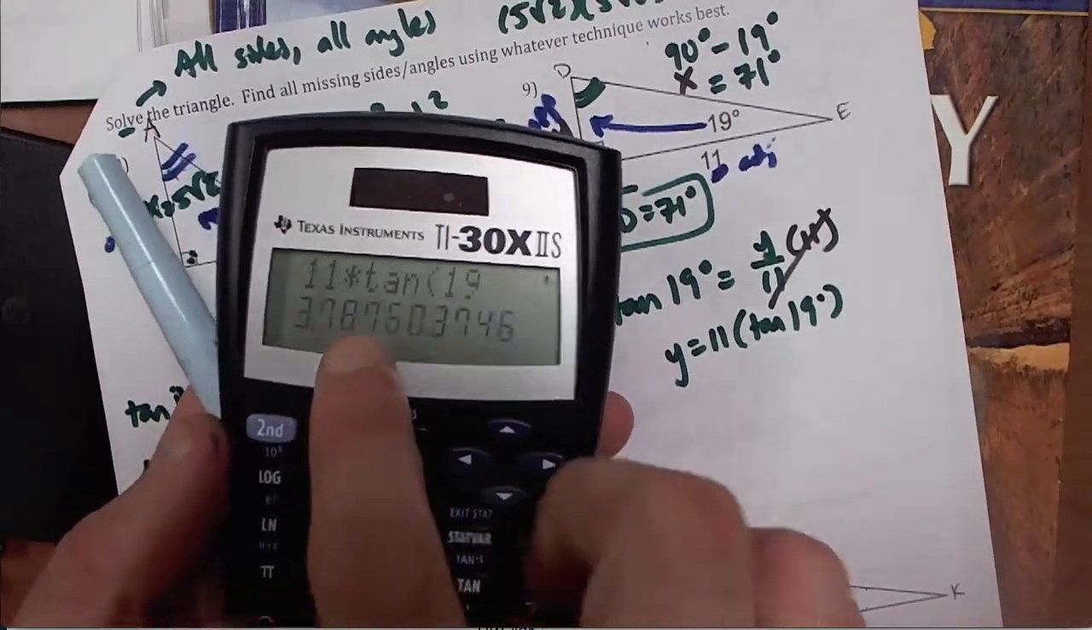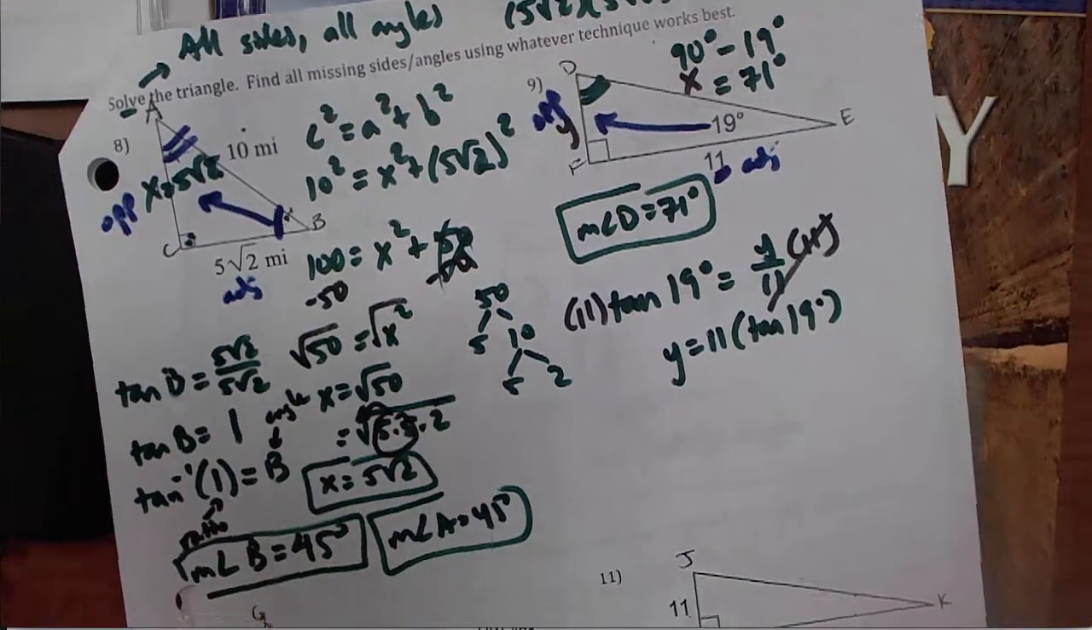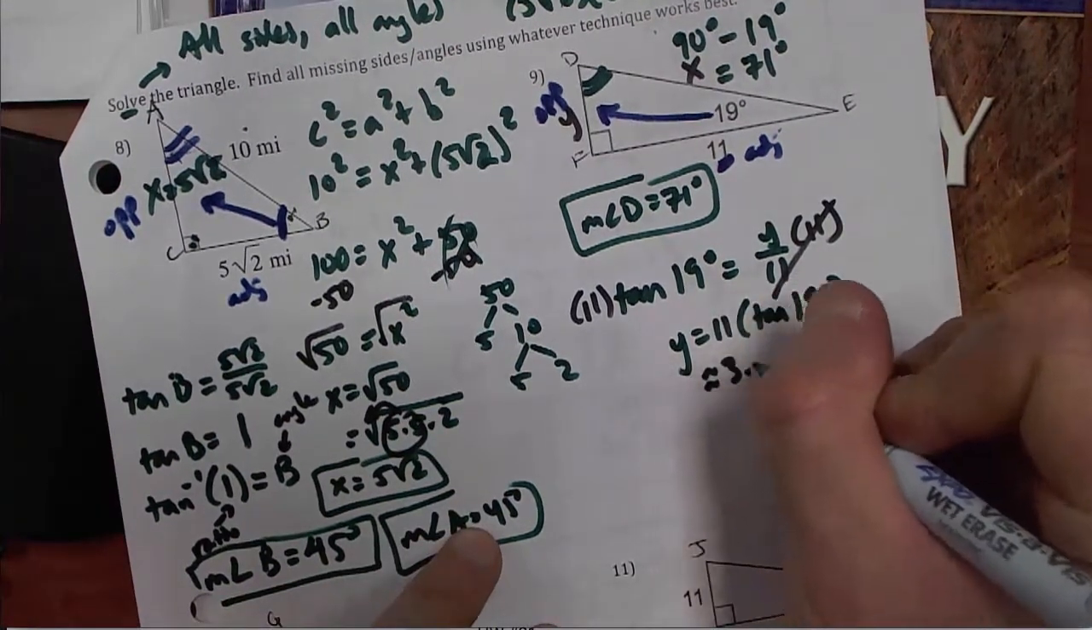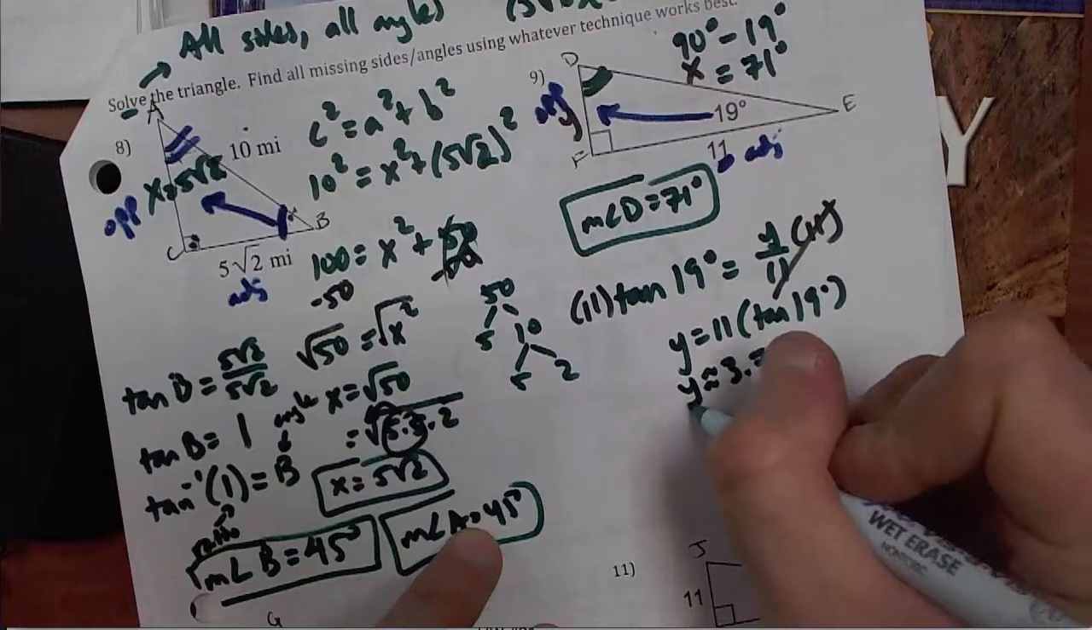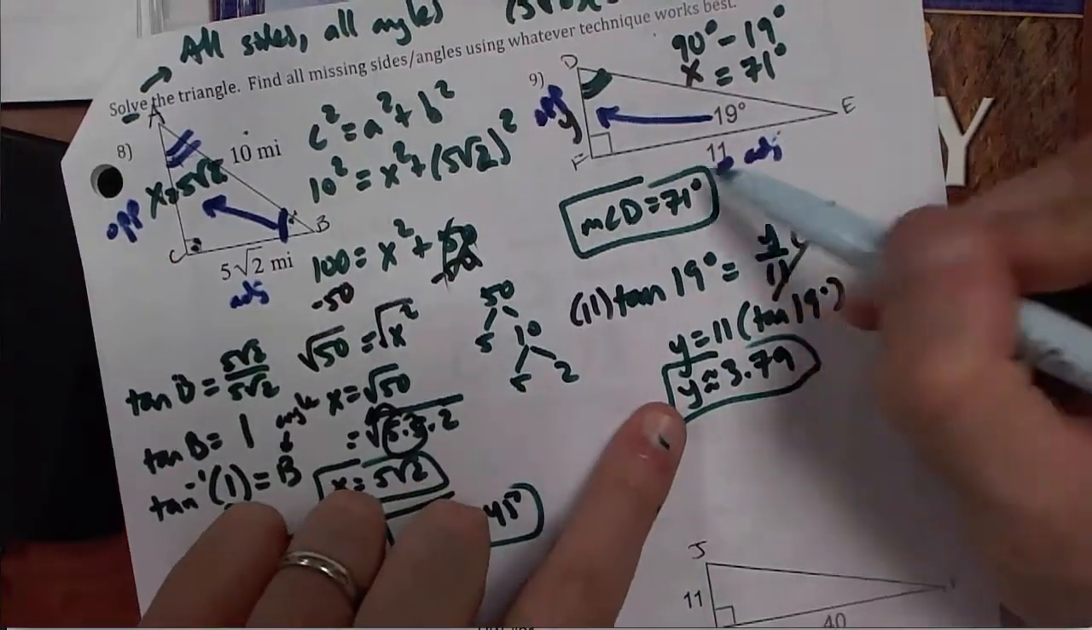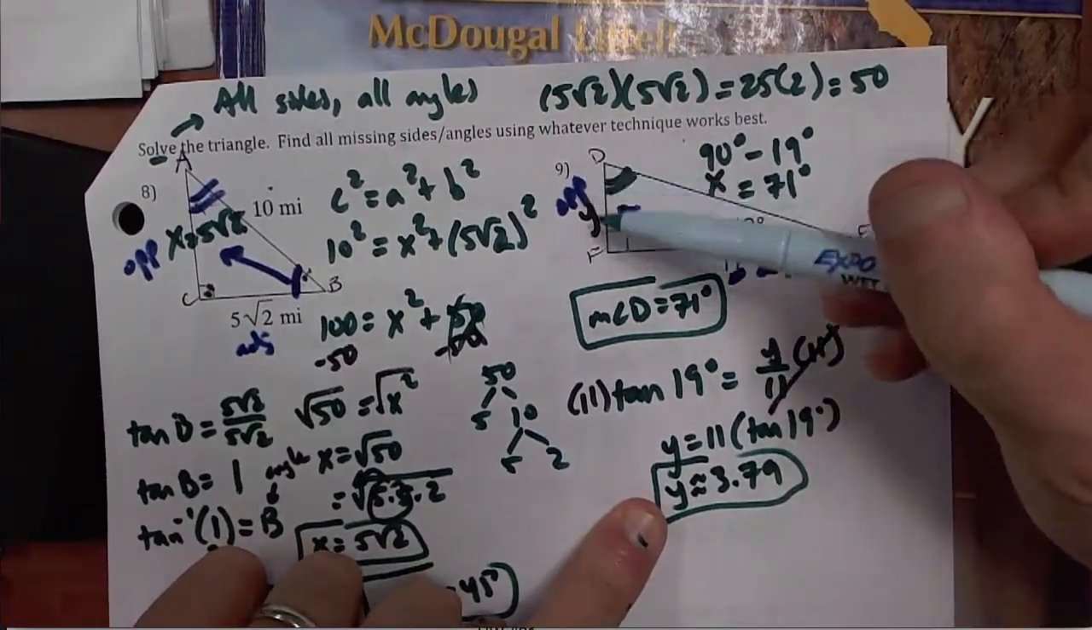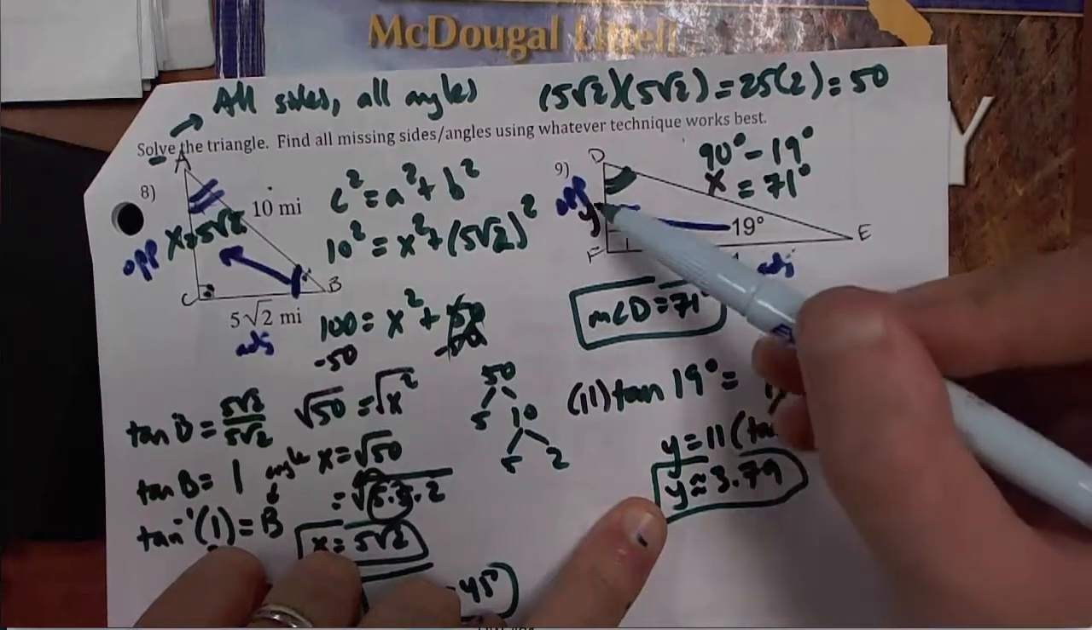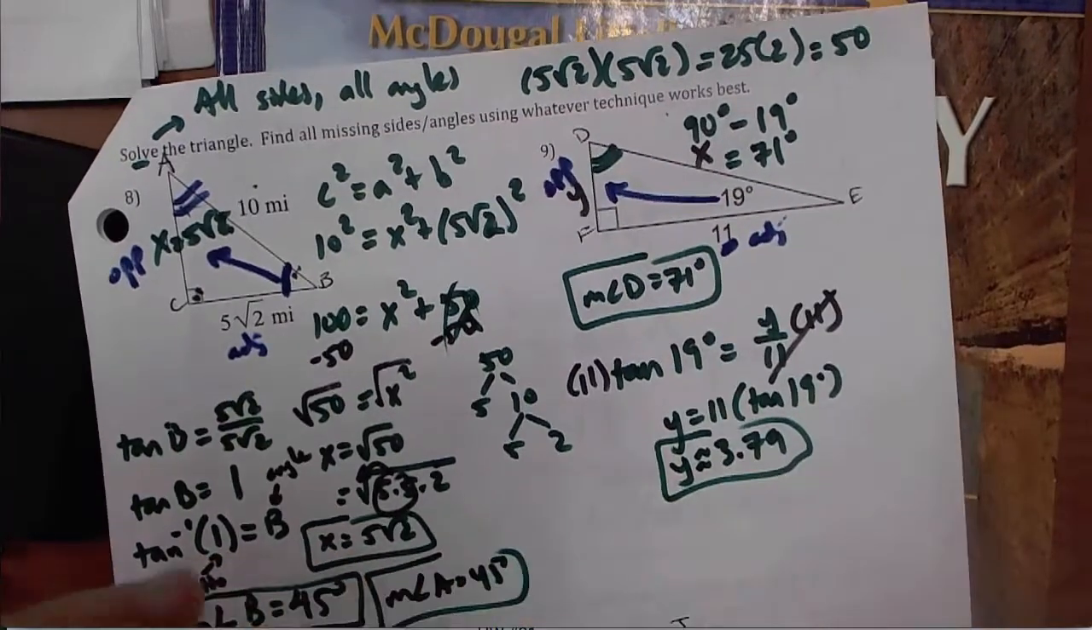That's approximately 3.79. Okay, so if we try to smell that number, this is 11, so that seems kind of off, but look, this is so much smaller. This is 11, this being 3.79 actually doesn't seem that bad.